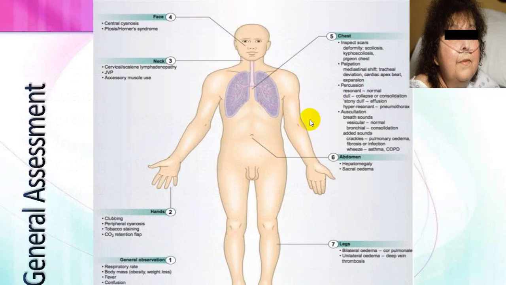In general examination, we always say, always look for cyanosis, pallor, look at the JVP, look at the accessory muscles of respiration, then clubbing, peripheral cyanosis, any staining, which we call smoker's stains. Then look at the edema.